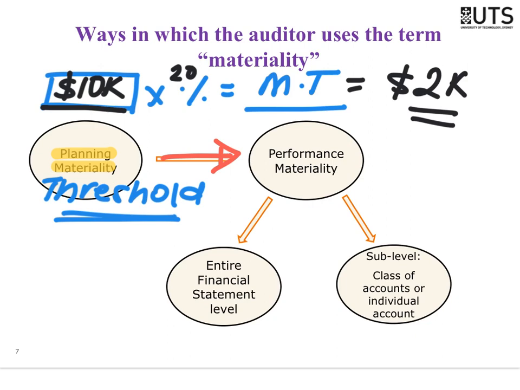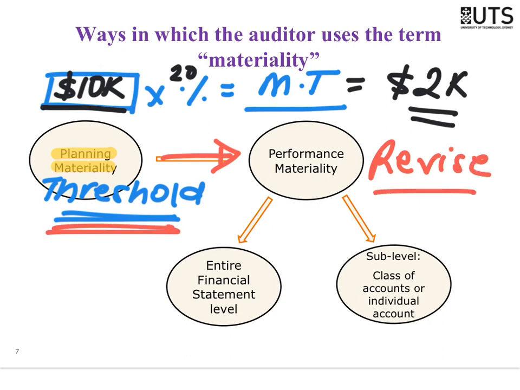But yes, we do. So then we go ahead and we perform our audit procedures and we collect our evidence. Ladies and gentlemen, at that point in time, based on the procedures that we've performed and the testing that we've conducted and the evidence that we have gathered, we might need to revise that reference point. We might need to revise this threshold. Based off the testing results that we have collated, we might decide the original threshold that we have is not appropriate. We need to go back and we need to revise it.